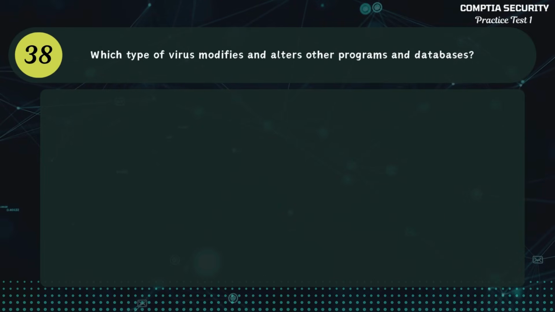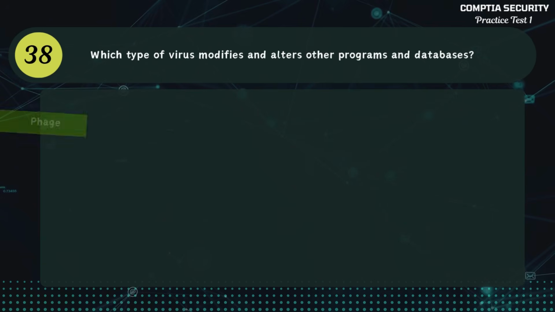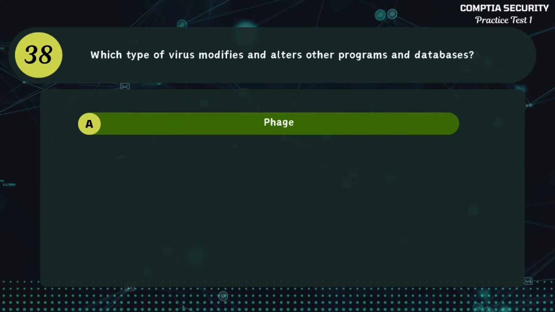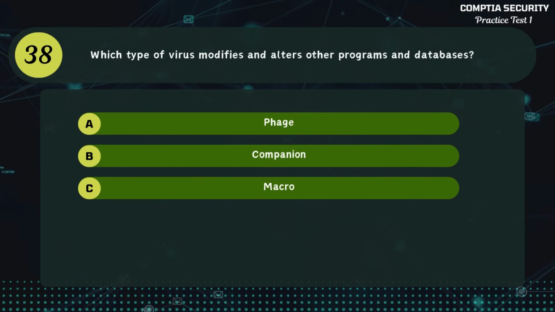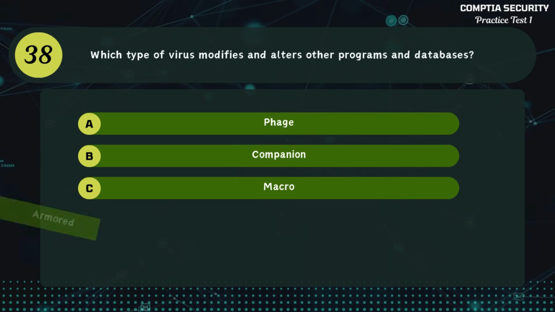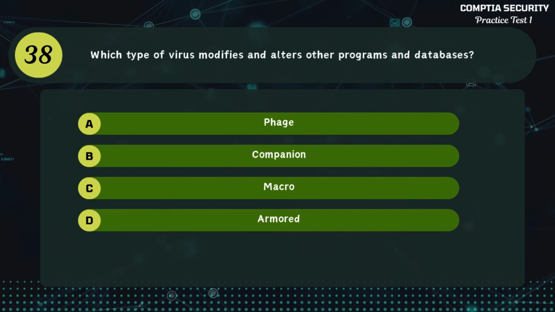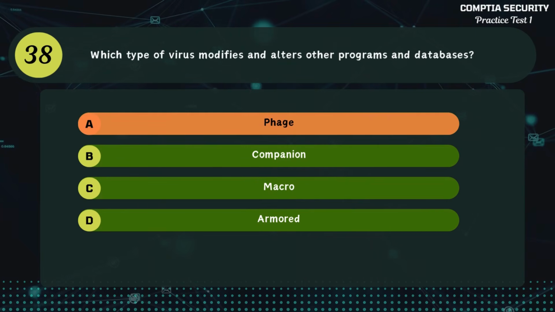Question 38. Which type of virus modifies and alters other programs and databases? A. Phage. B. Companion. C. Macro. D. Armored. Correct answer A. Phage.